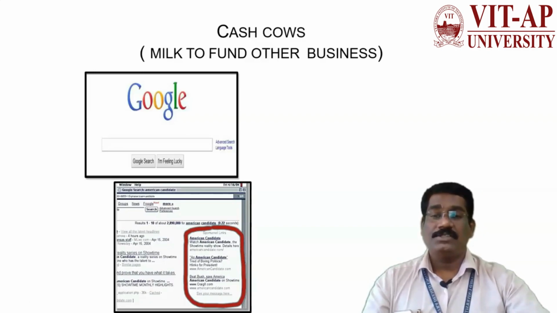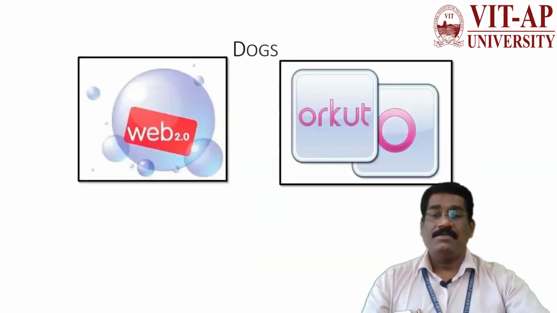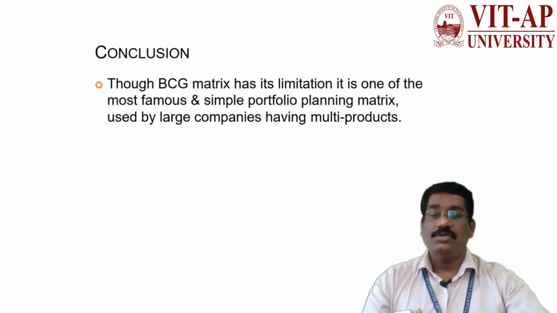So that's why we call it a cash cow. And when you look at Orkut and Web 2.0 of Google, they are considered to be dogs. If these two products are not picking up, they have to sell this business. So the conclusion about the BCG matrix: it has its limitations. It is one of the most famous and simple portfolio planning matrices used by a large company having multiple products.